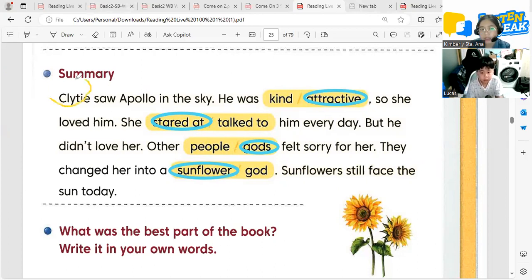What is this? Sickle. How about this one? Attractive. Very good. How about this one? Stared at. Wow. Now you can read these words properly.